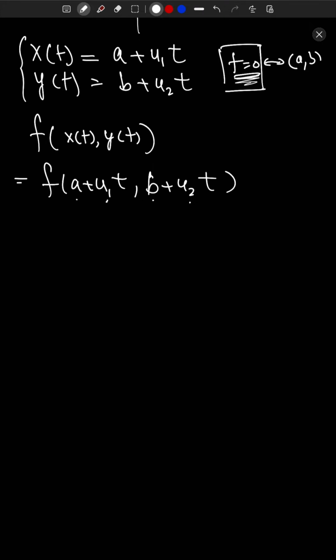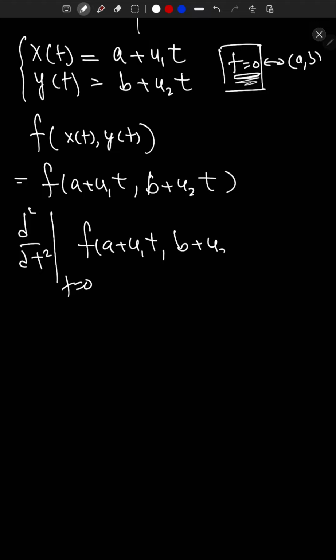Now I'm thinking about second derivatives, and what second derivatives can tell me about my function. So I'm going to take the second derivative of this guy right here, right? So I'm going to take d squared dt squared at t equals 0, because I'm interested in the point AB, of f of a plus u1t, comma b plus u2t. So this is literally what we did for the first derivative, right? That's how we understood how a function changes in a certain direction. Now we're calculating how a function curves, right? Concave up or concave down in a certain direction.